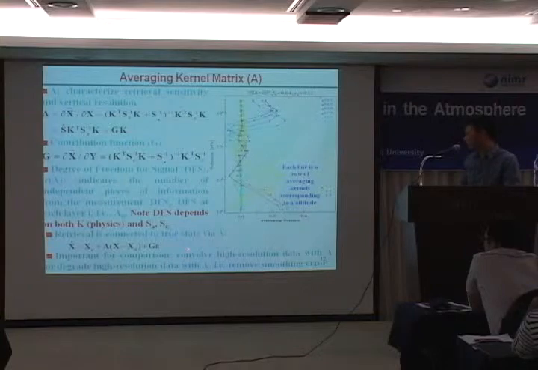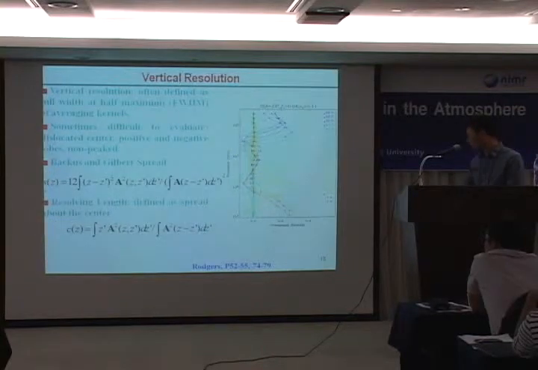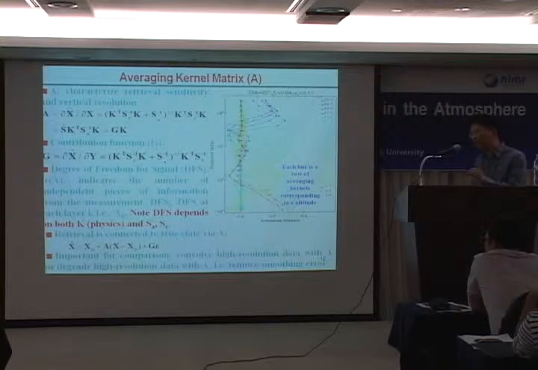Often we want to compare. For example, we have a high resolution open sun observation, and we want to compare with our GOME retrievals. Typically, we want to convolve the high resolution data with the averaging kernel using this equation, so that we can compare the profiles at the same kind of resolution. In this way, we remove the smoothing error from the open sun data.